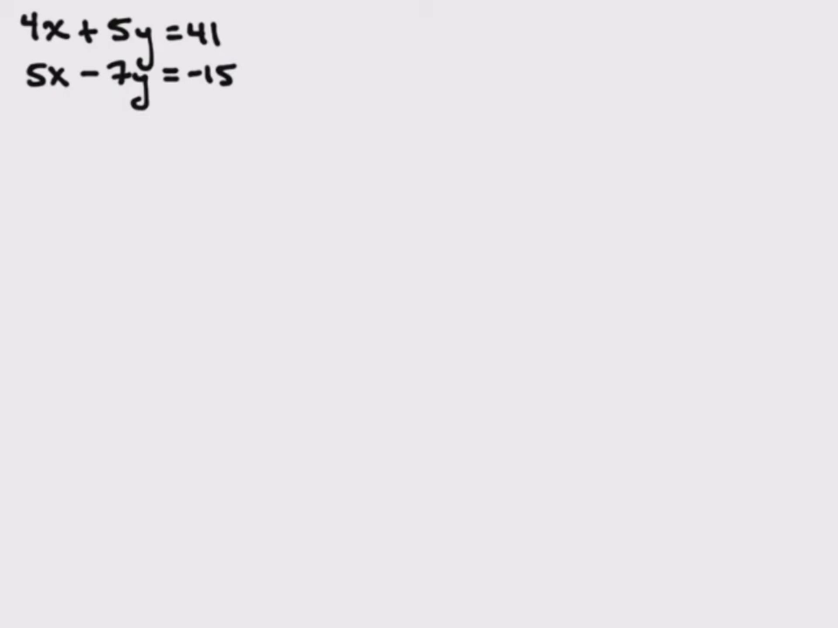All right, let's start by looking at the terms with the x in them. I know that it's possible to get 20 out of both 4 and 5. It's their least common multiple. So if we were to multiply the first equation by negative 5, this would become a negative 20x. And if we multiply the second equation by 4, that would become a positive 20x. And then we'd have two terms that would add to 0. So let's go ahead and multiply the first equation by negative 5 and the second equation by 4.